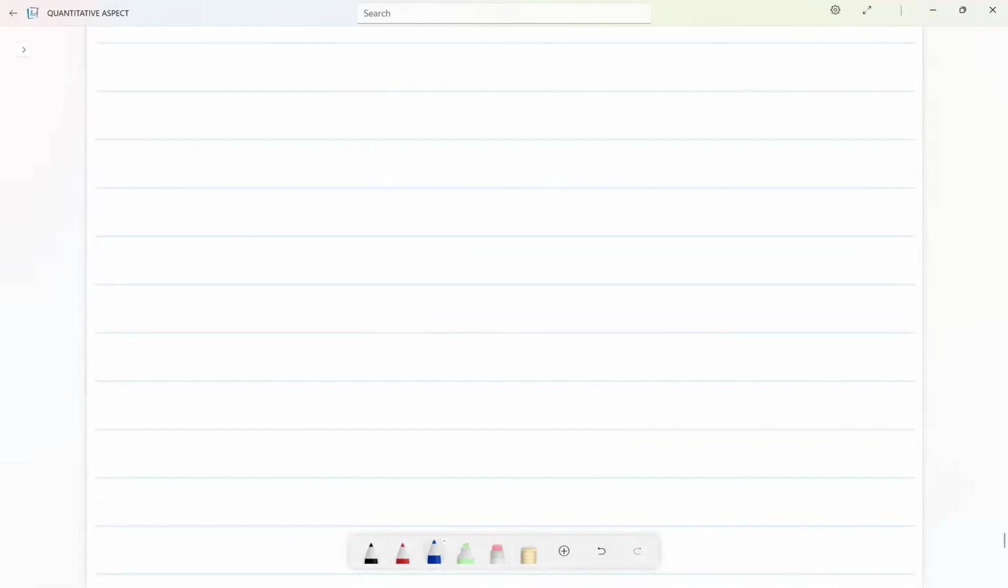It says what to us? This is also an example.